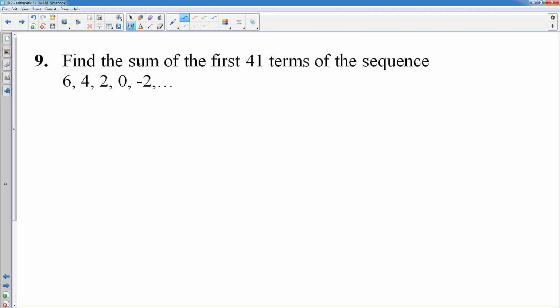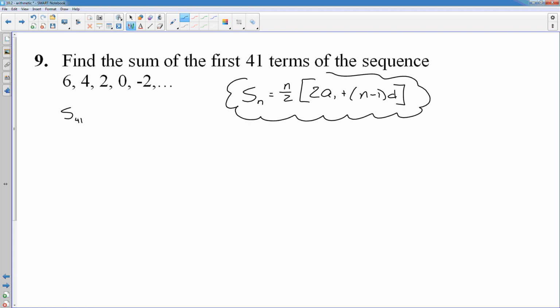So I'm going to say the sum of the first 41 terms, and I will use that S sub n formula. The sum of the first n terms is n over 2 times 2 times my first term plus n minus 1 times the common difference. There's the formula we're going to use for this problem, and we simply throw in what we know. I do know that the number of terms is 41. I do know that my first term is 6, and my common difference is going to be negative 2 because we're subtracting 2 to get to each term. And then we simply take all of this information and throw it into the formula.